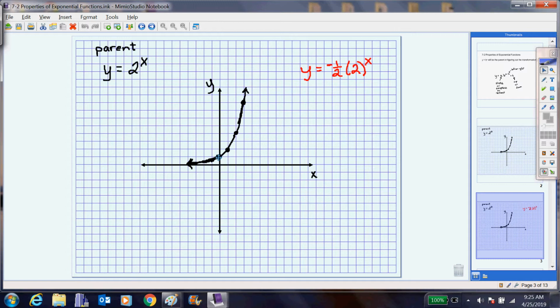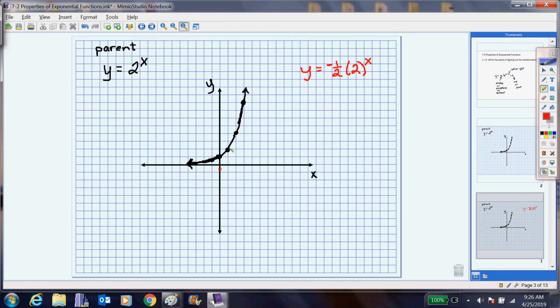So the easiest thing to do would be point by point: cut the values in half and then jump it over the x-axis. So this number is on 1. How much is half of 1? A half. And then we'll flip it over to the other side of the axis. Okay, so here's 1. Half of 1 is half. But the negative flips it to the other side, so it would put it down here.